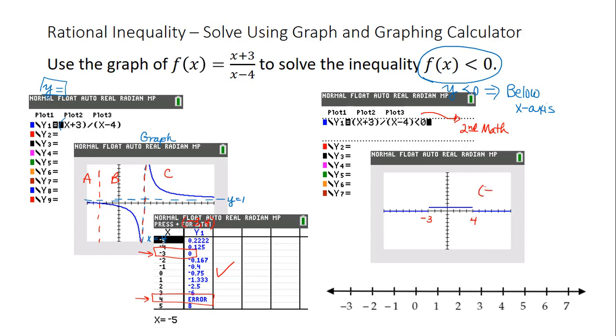So again, my solution is from -3 to 4 in interval notation. On the number line, I would have to shade the region between -3 and 4 with the parentheses on each of those numbers.